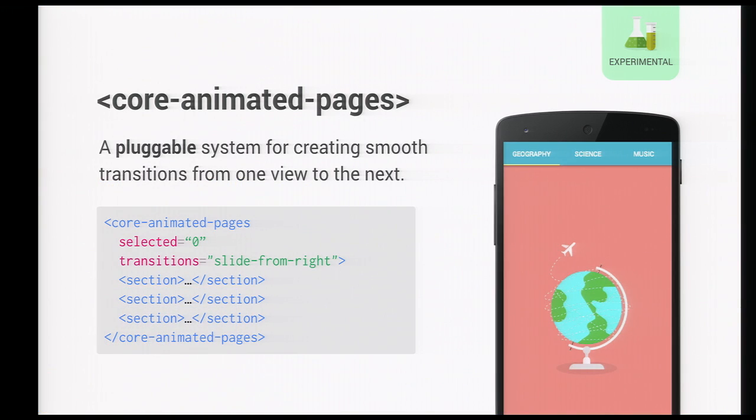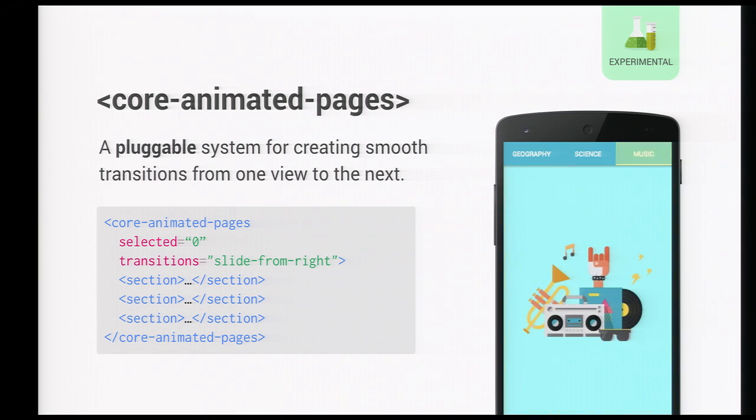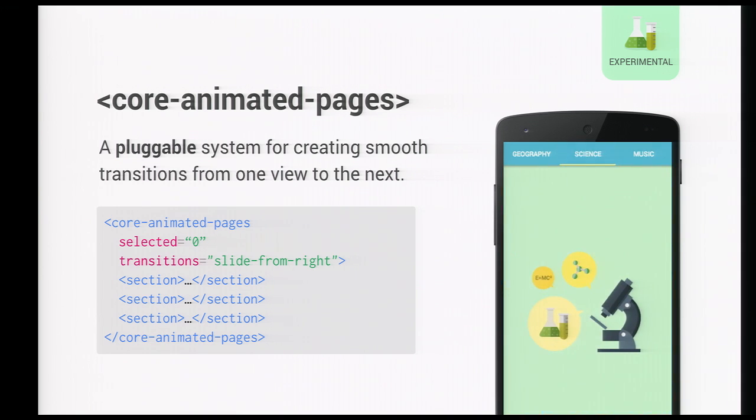One of the elements that I've shown before, which I think is really awesome, I put this little experimental badge on it because it also is a little experimental, but it's so cool, I like to show it, is this element called core animated pages, which gives you a pluggable system for transitioning from one state of your application to the next. Basically the way this works is I put some sections inside of my core animated pages. I configure its selected attribute to tell it which sections should be displaying at the time. And then I give it a transitions attribute to tell it which transitions I would like it to play as it moves from one state to the next. And with basically just that, I've wired up this really cool system for animating through different states in my application.